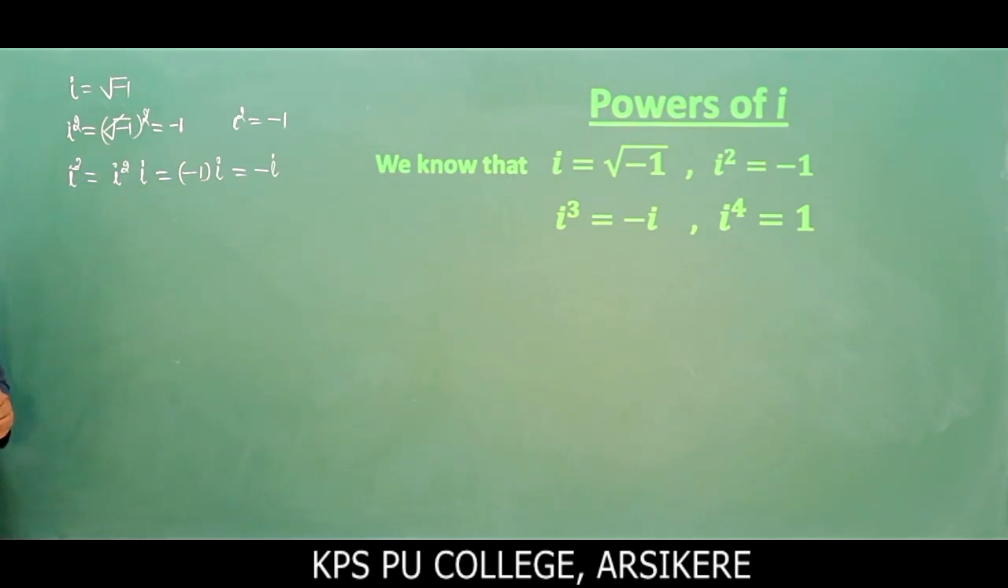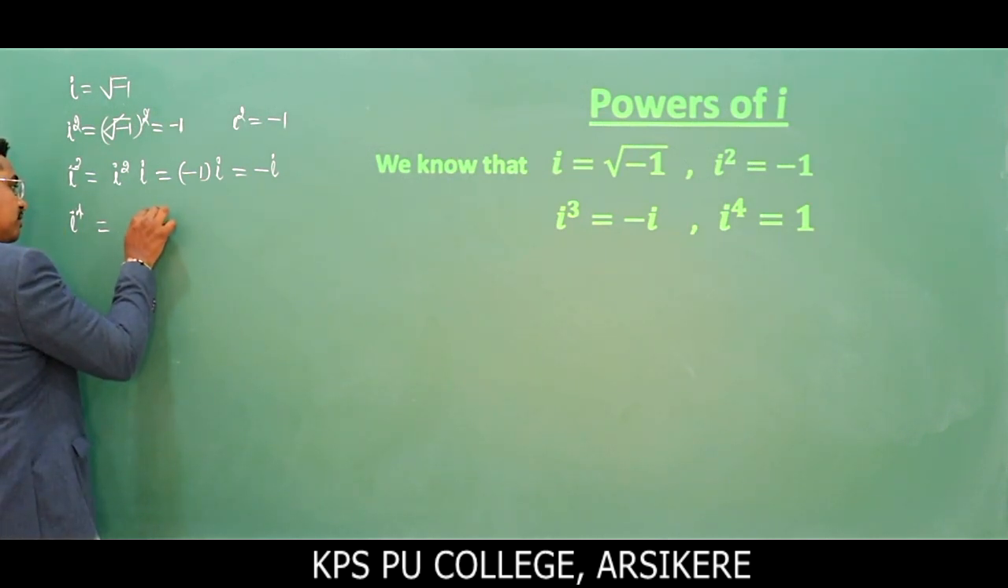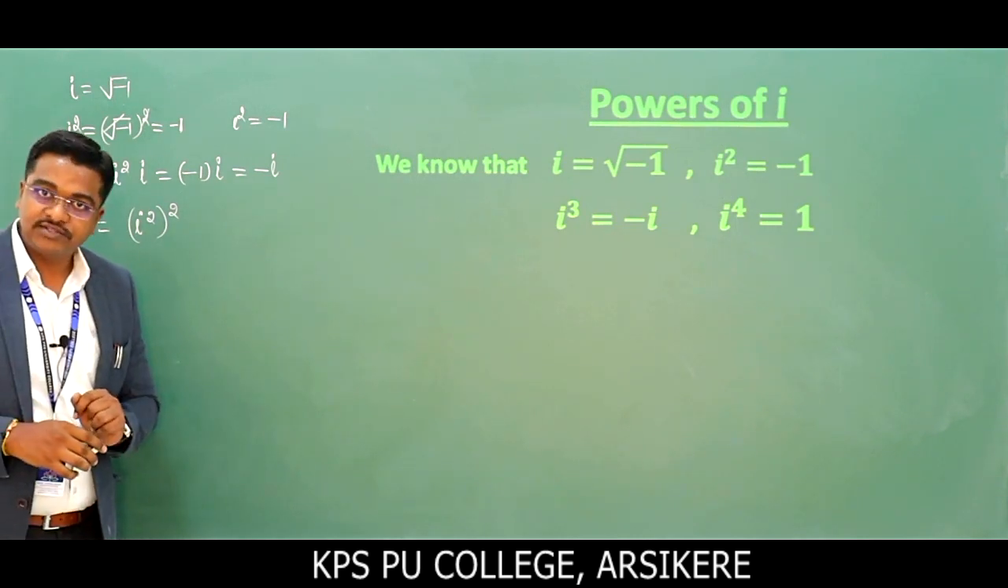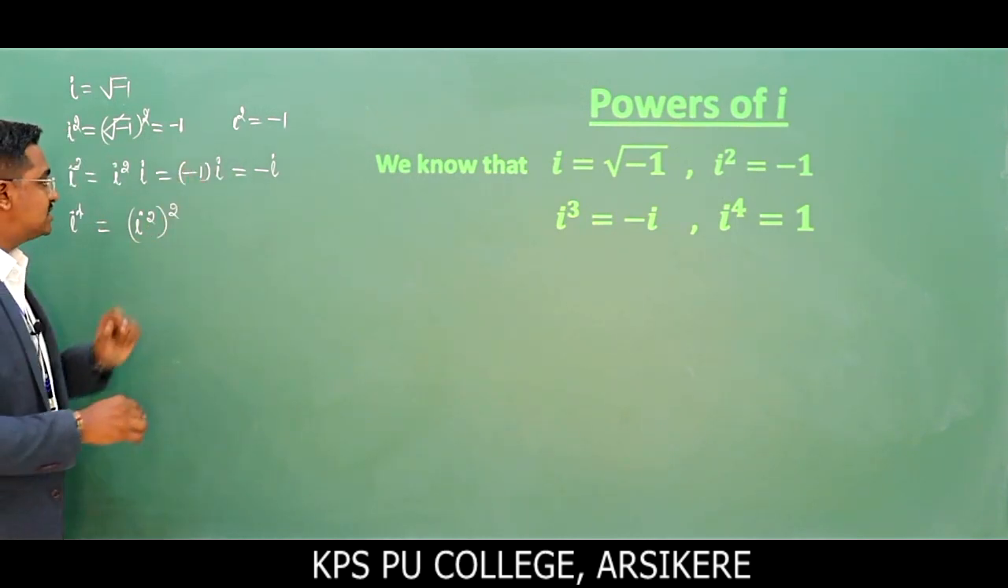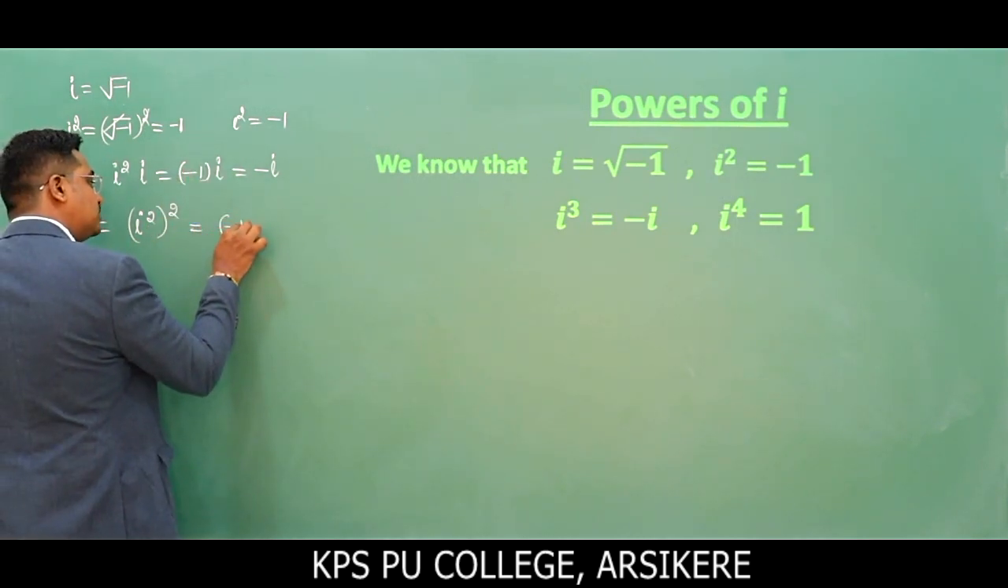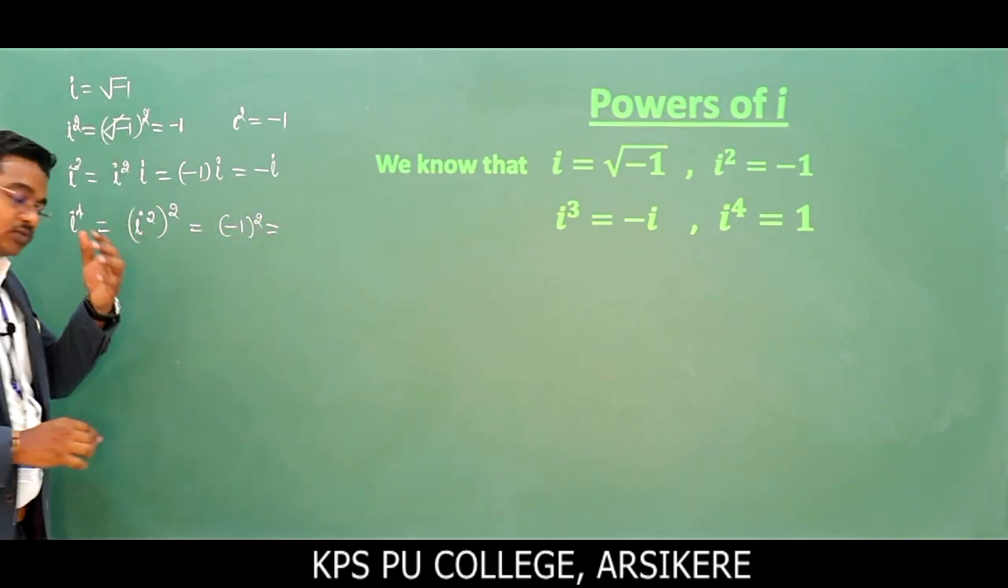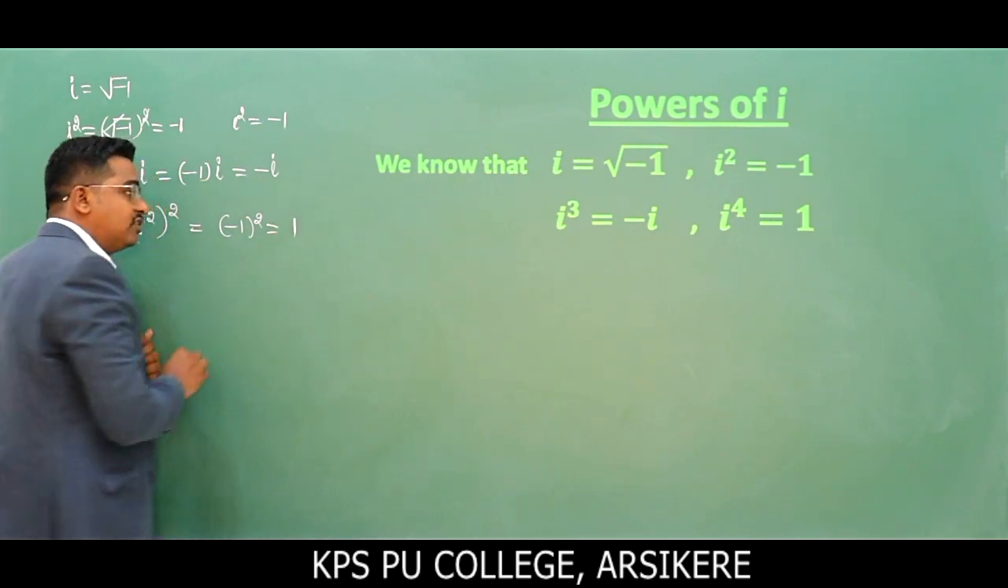What about i power 4? It's very simple. Tell me, how will you write i power 4? Very good, i power 4 can be written as i square whole square. What is i square value? Minus 1. So minus 1 whole square. This is nothing but minus into minus becomes plus, 1 square is again 1. So we are left with 1.